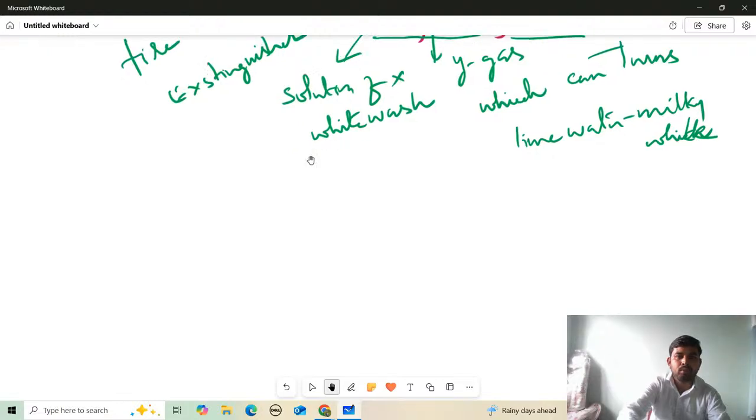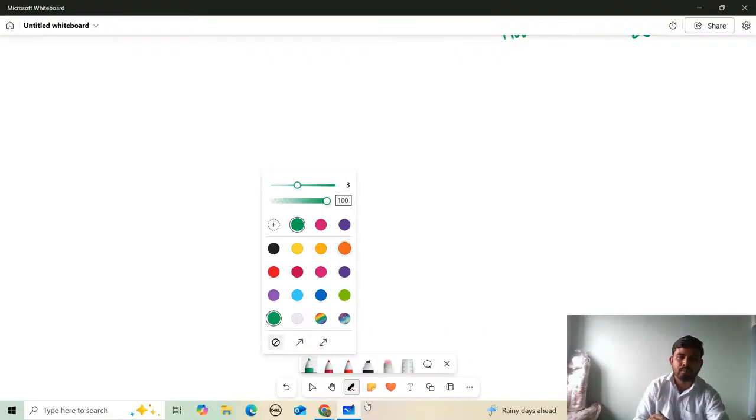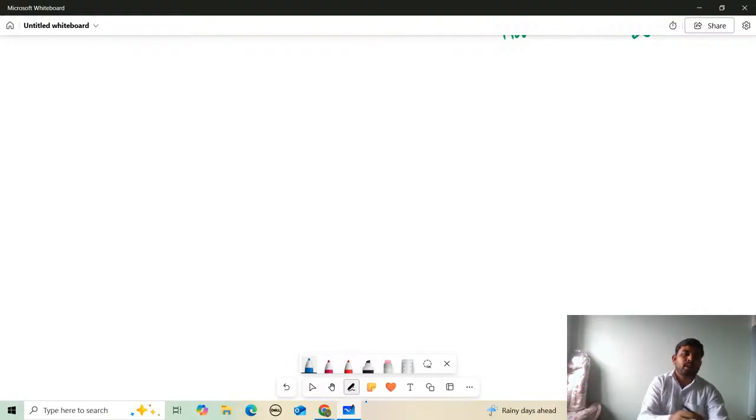Now, one more example we can take of decomposition reactions: the example of iron sulfate.